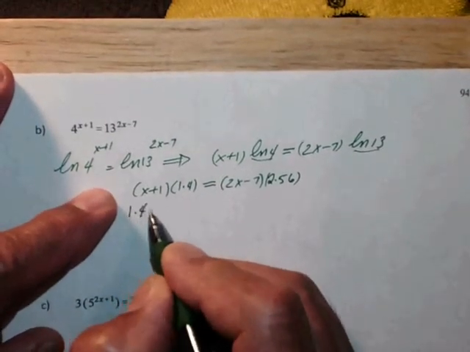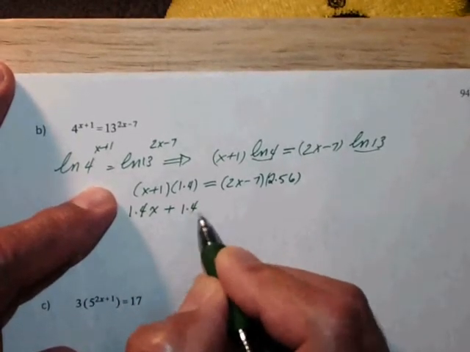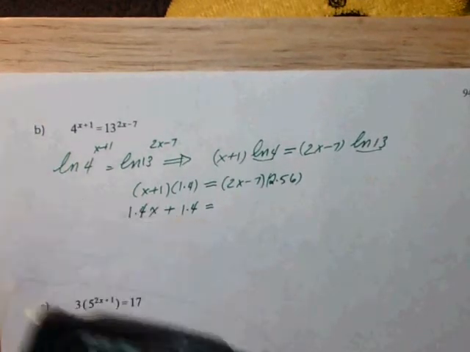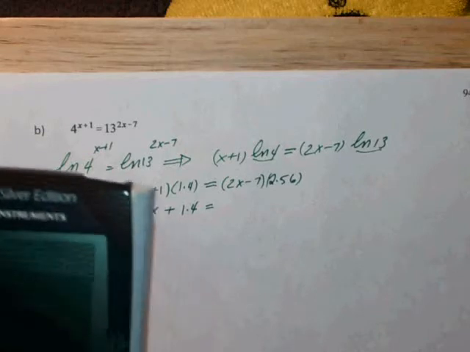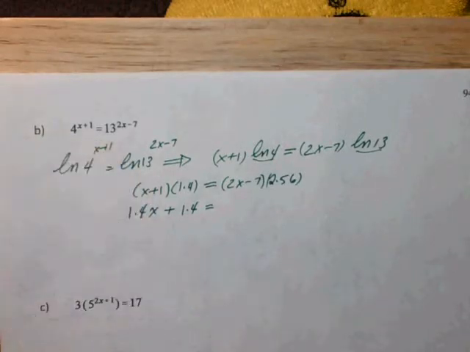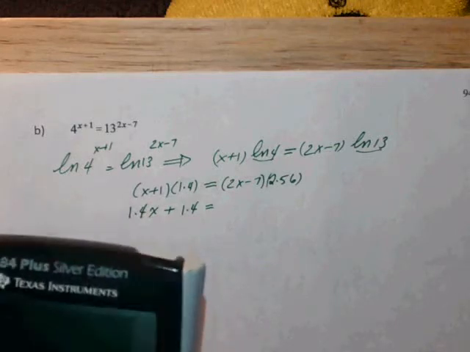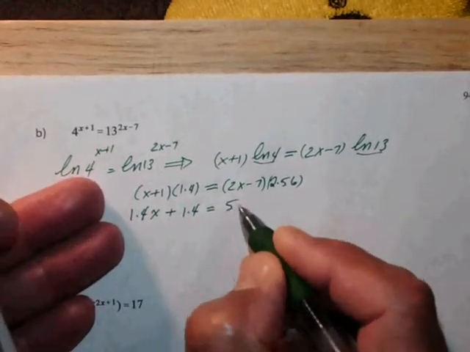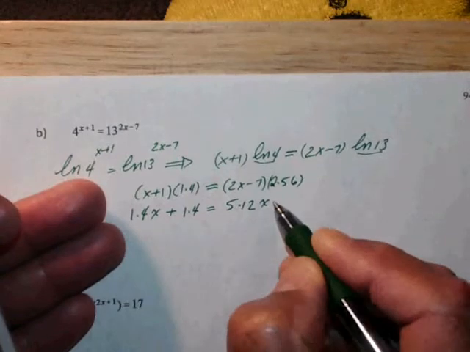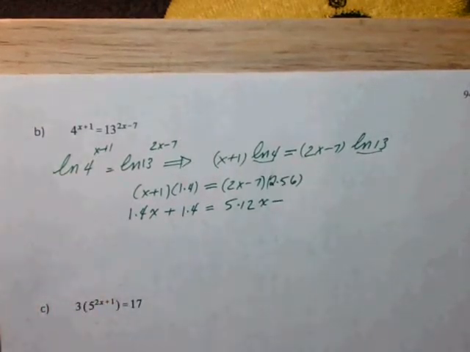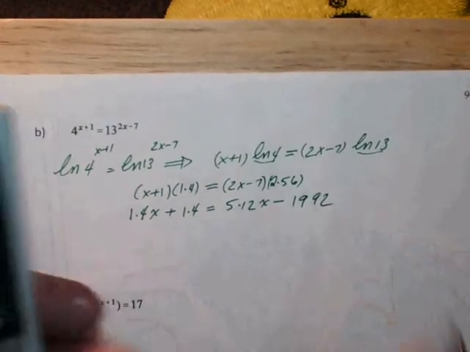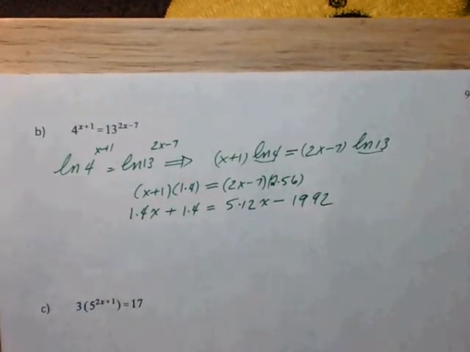Now we can solve this equation by distributing: 1.4x plus 1.4 is equal to 2x times 2.56. How much is that? 2 times 2.56, 2.56 multiplied by 2 is 5.12x, minus 7 times 2.56. So 2.56 times 7 gives us 17.92.